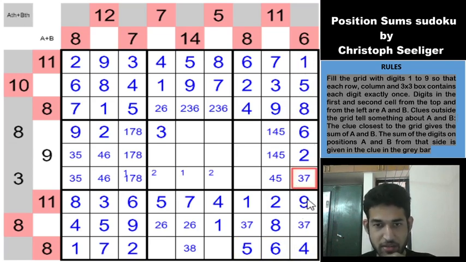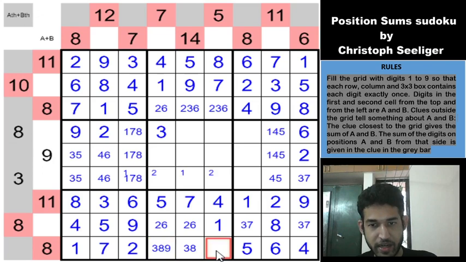can only be 3 or 7. So let me write the candidates here, 3, 8, 9 and 3, 8 and 9. But we have an 8 here, so which means this is not an 8, and a 3 here, which means this is not a 3.